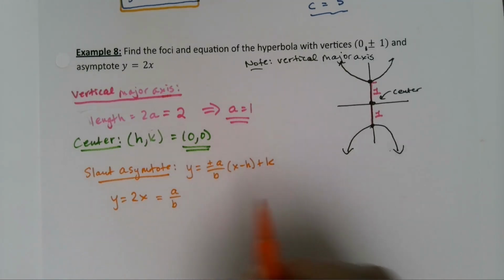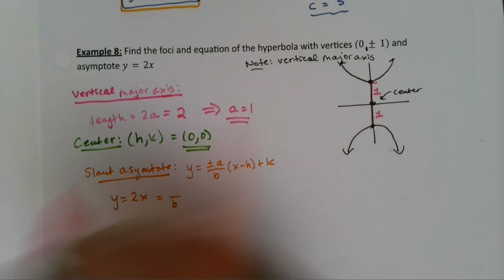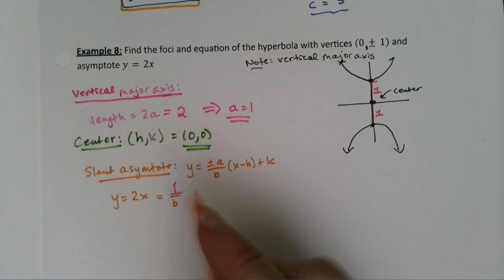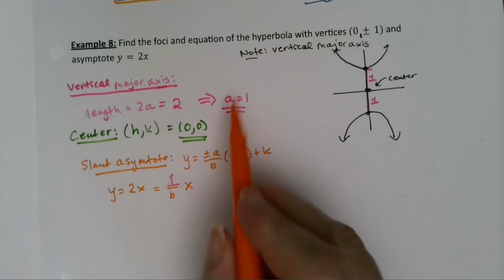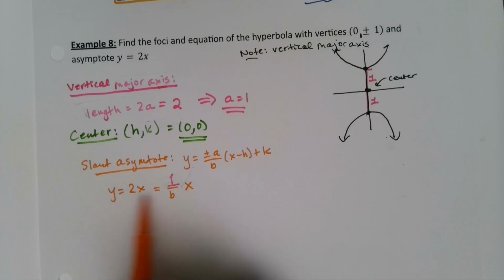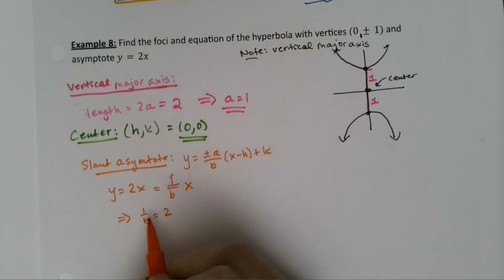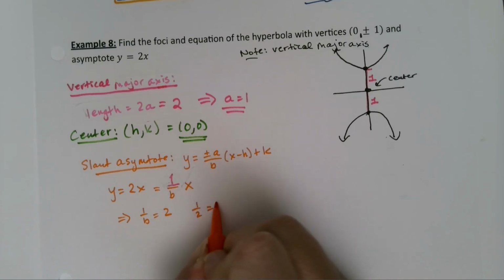So let me write it this way. A over b, well, 1 over b times x is equal to 2x, because I know that a is 1. Since a is 1, I can substitute that in, and I can use this to solve for b. So 1 over b is equal to 2. Therefore, b is equal to a half. If you multiply both sides by b, 1/2 is equal to b, and then divide by 2.